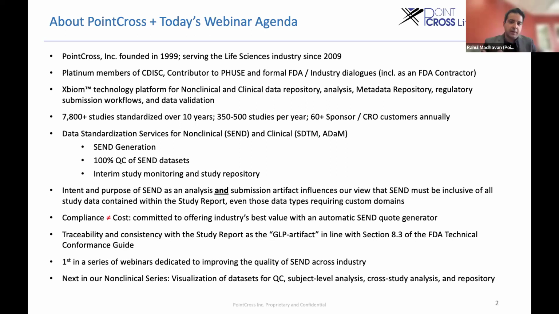But again, when we think about today's webinar, what I think is most important is that we take a step back and ask ourselves what the purpose is in having good quality SEND beyond just the validation related checks that oftentimes many people in industry will align with or think are sufficient enough. But good quality SEND is far more robust than that. We argue that as long as SEND and the SEND data set is indeed traceable and consistent to the study report as the GLP-like artifact, that it is very important for analysis, cross-study harmonization, repository, and indeed regulatory review.